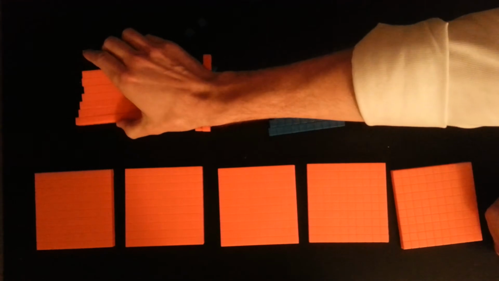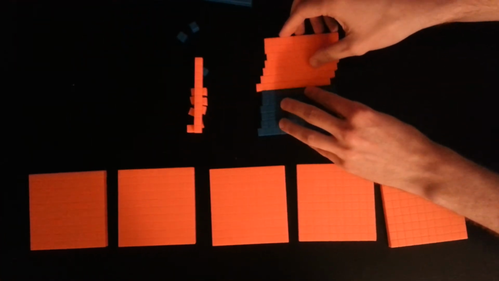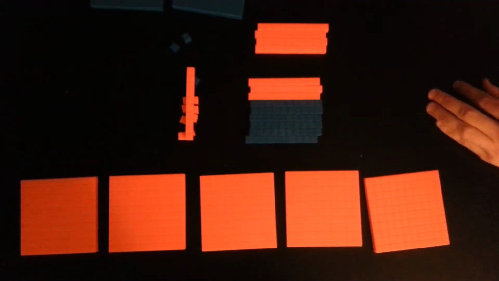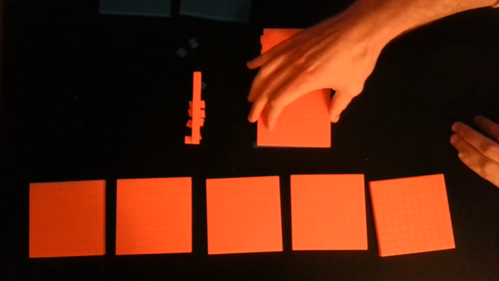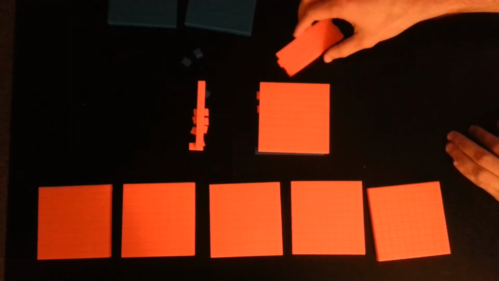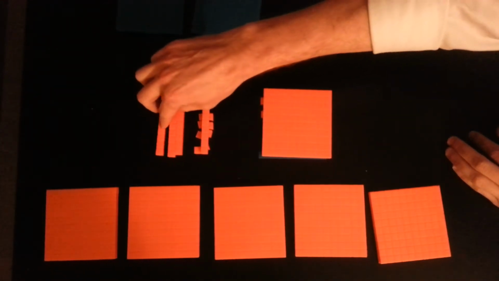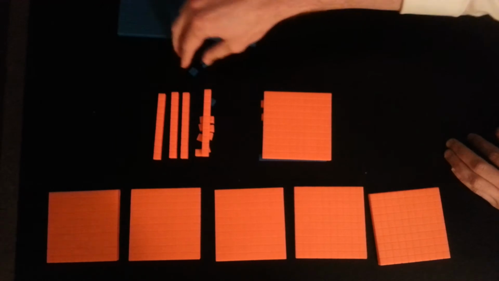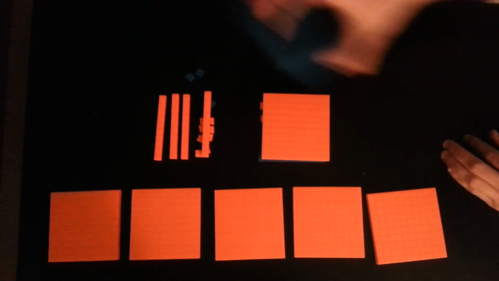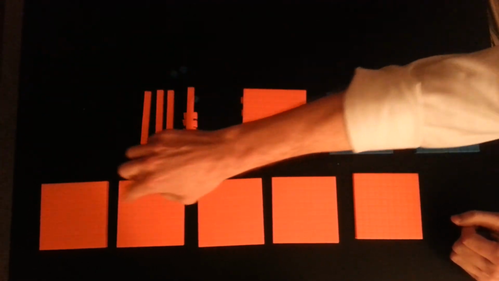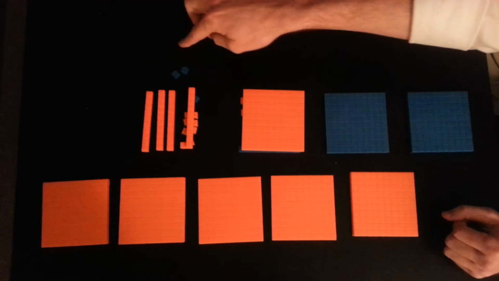Then I want to combine each of my tens together, and I find that I have enough that I can trade all of these tens for 100. And then I am left with 42, and I count how many hundreds I have: 1, 2, 3, 4, 5, 6, 7, 8. So I have 842, which is what we see over here.